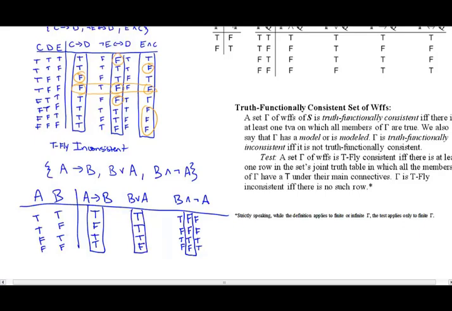we'll find that in the third row, where A is false and B is true, the first sentence is true, the second sentence is true, and the third sentence is true. So there is a truth value assignment on which every member of the set is true. So this set is truth functionally consistent.